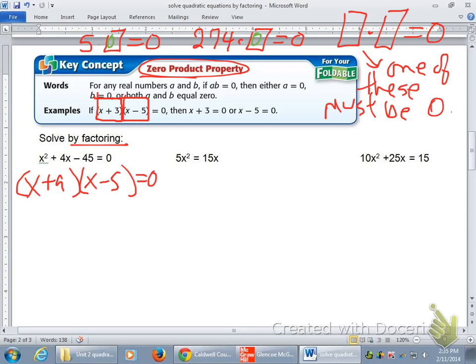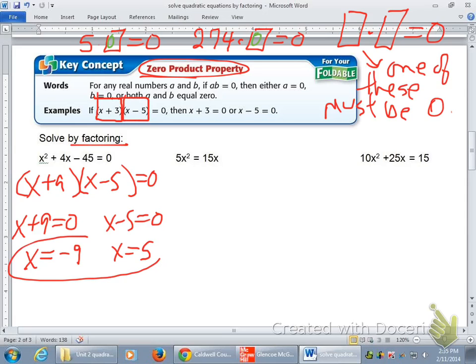All right. So the zero product property tells me that one of these two must be 0. So I simply say x plus 9 equals 0, x minus 5 equals 0. Which one of those is equal to 0? Well, depends what x is. If x is negative 9, this one's equal to 0. And if x is positive 5, the other one's equal to 0. So what are your two solutions?